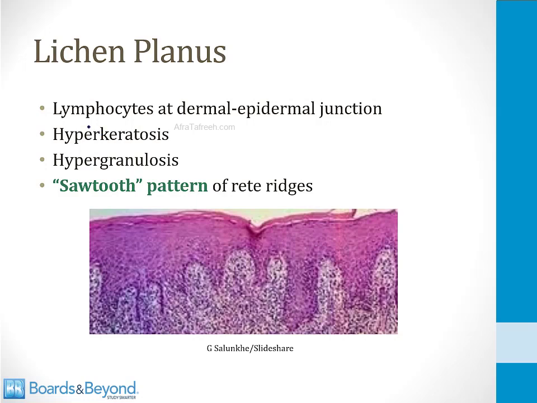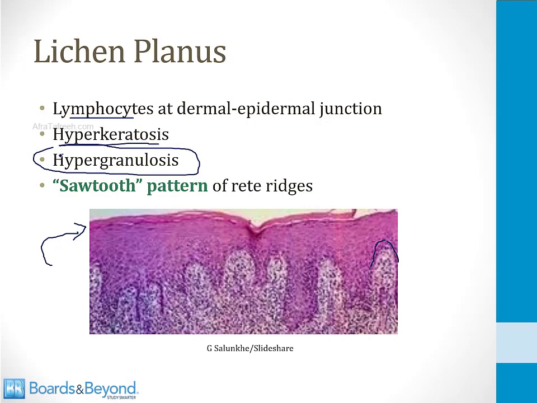First of all, what you would see are lymphocytes at the dermal-epidermal junction. This is the dermal-epidermal junction here, and you find lymphocytes there in a lesion of lichen planus. Second important finding is hyperkeratosis. That's increased thickness of the stratum corneum. Lichen planus is the classic disorder to cause hypergranulosis, and I talk about this in more detail in the video on the skin, but hypergranulosis is increased thickness of the granular layer of the epidermis.